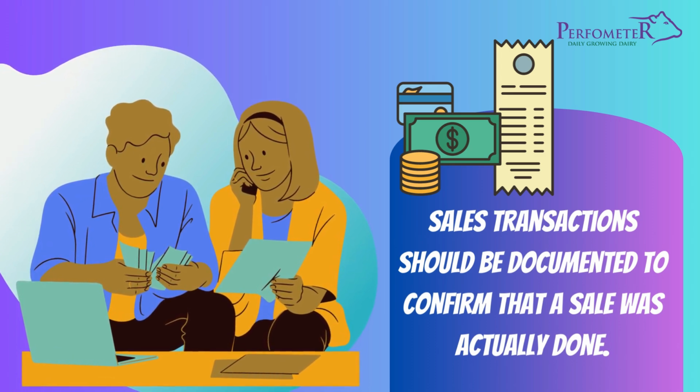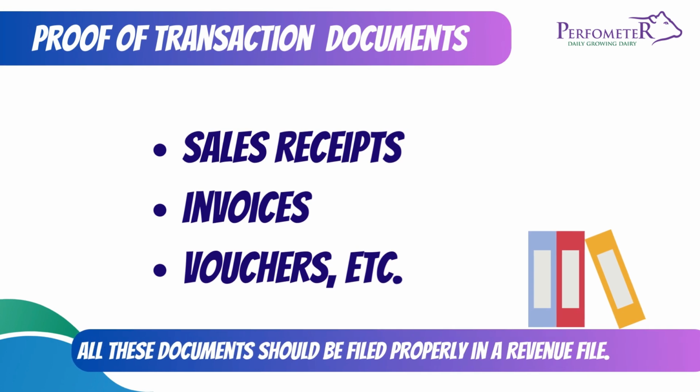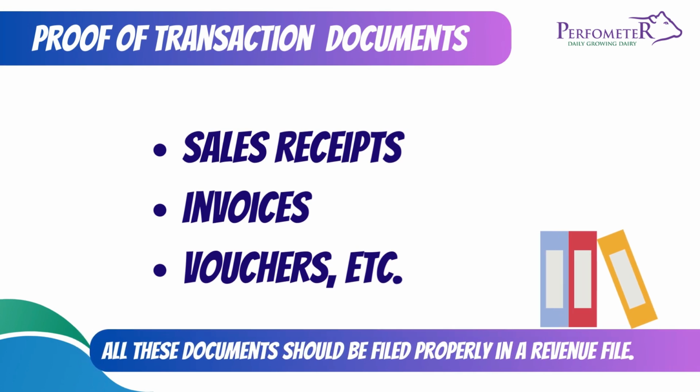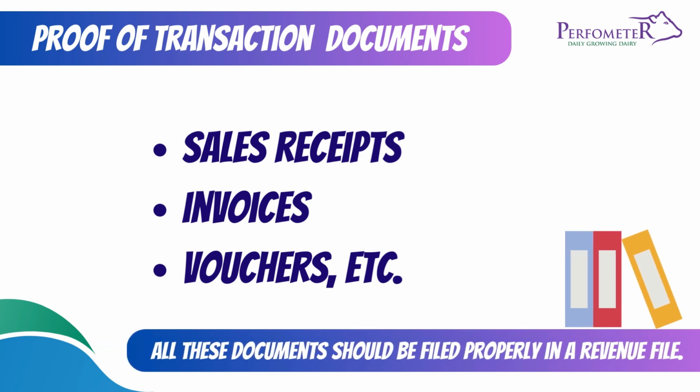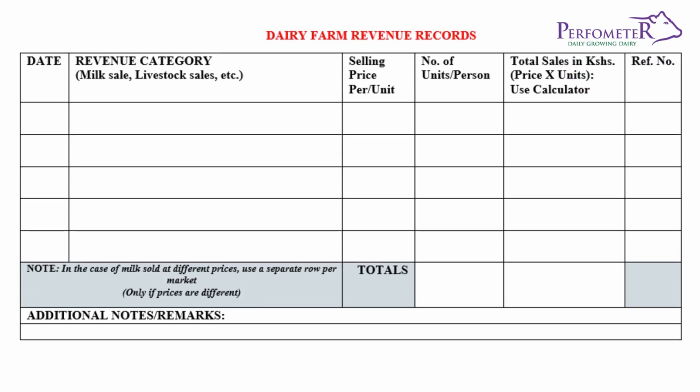The proof of transaction documents include sales receipts, invoices, vouchers, etc. These documents should be well filed in the revenue file. This is a sample dairy farm revenue records that you can adopt for your farm.